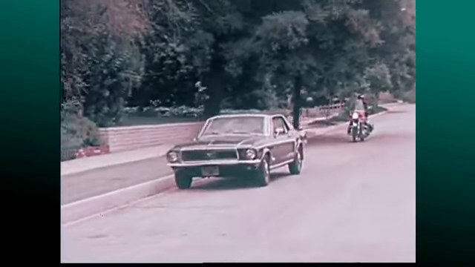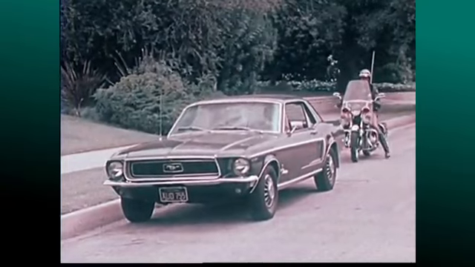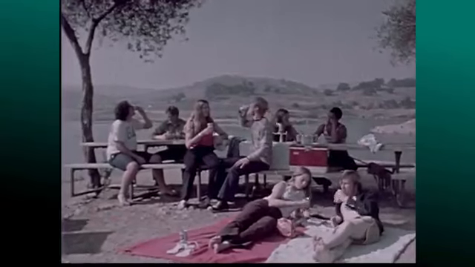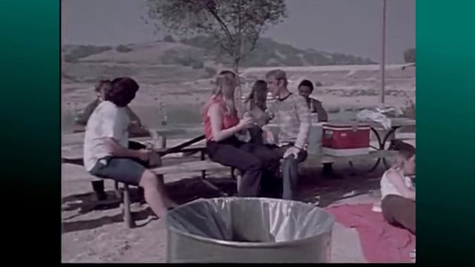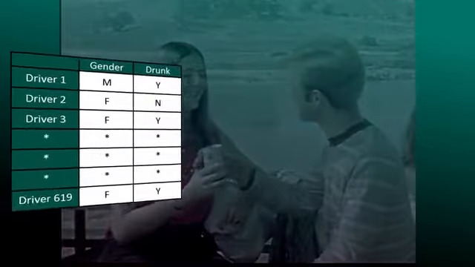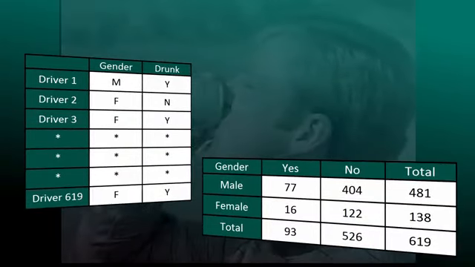One of the three main pieces of data presented to the court was the result of a random roadside survey that recorded information on gender and whether or not the driver had been drinking alcohol in the previous 2 hours. There were a total of 619 drivers under 20 years of age included in the survey. On the left, you can see what the collected data look like, and on the right is a two-way table summarizing the observed counts in the roadside survey.